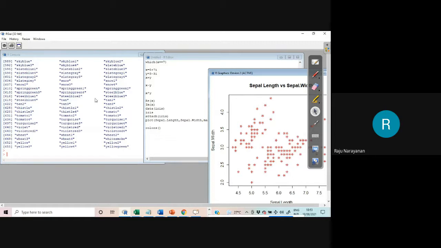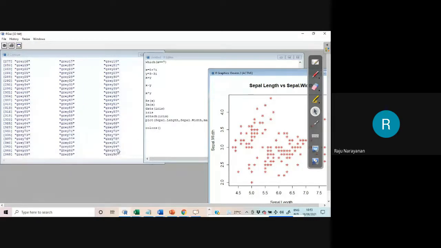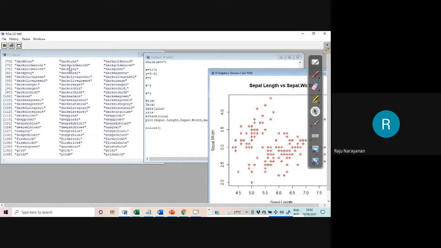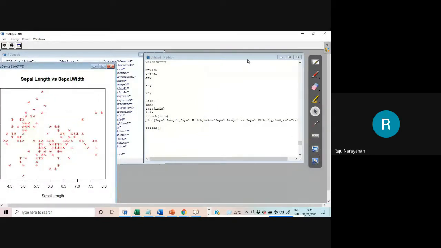656, 657 colors are available. I don't know what all the colors are. Gray itself has different densities: gray 1, gray 2, gray 3, gray 7, gray 8, gray 9. The darkness will be different. And the green one, etc. So many things are there. All these dark golden rod. I don't know what that is. If you want, you can try dark golden rod 2.